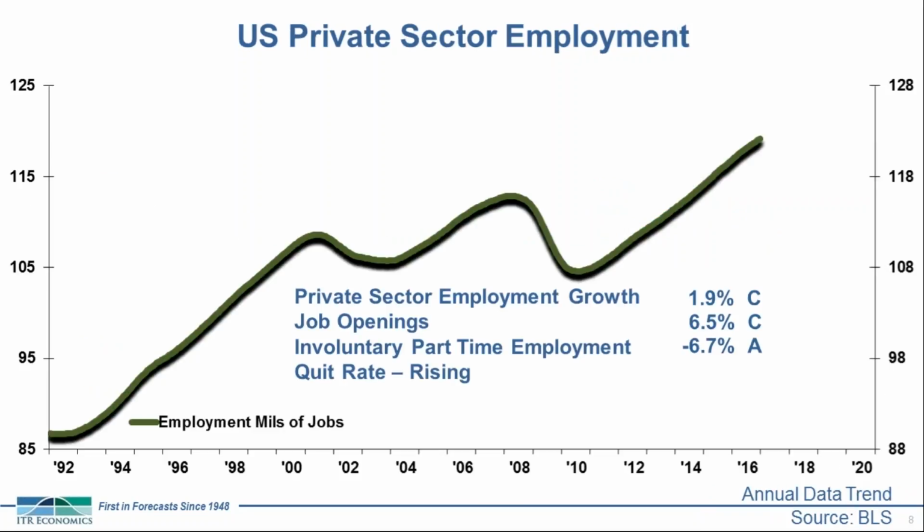And this explains why. Here we have U.S. private sector employment. Again, you can see that overall U.S. private sector employment in millions of jobs has been rising since the wake of the 2008 recession. Private sector employment growth is currently up 1.9%, and job openings are up 6.5% year over year. We're also seeing a decline in the involuntary part-time employment index. And involuntary part-time employment is part-time employment for economic reasons, or as it says, non-voluntary.